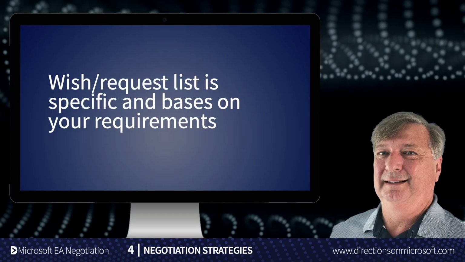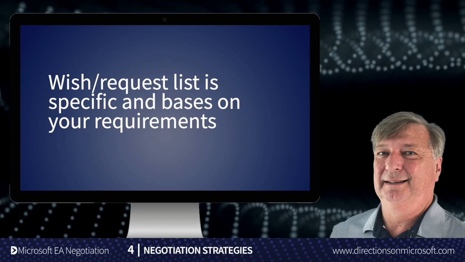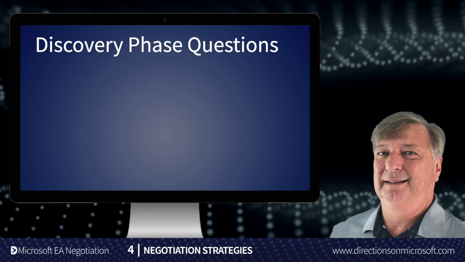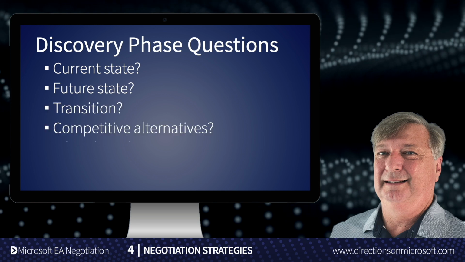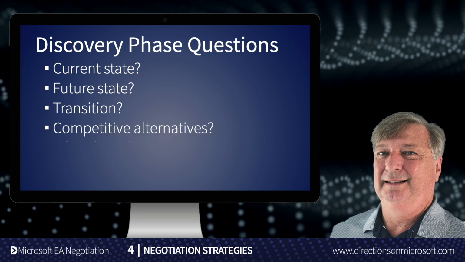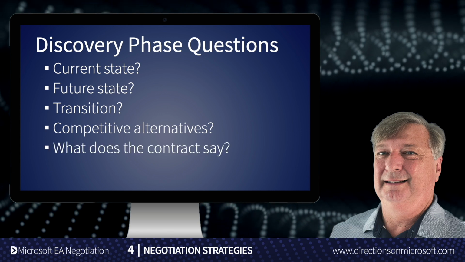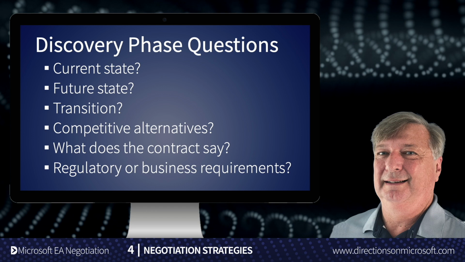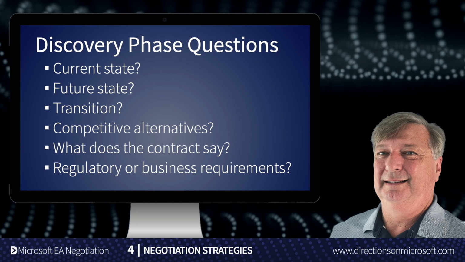So how do you suggest customers come up with their Microsoft wish lists or request lists? That's a great question. It is specific and it's based on your requirements. That's why you need to do a discovery phase of what's your current state, what's your future state, what's the transition, what type of competitive alternatives do you have in your organization? What does the contract say?